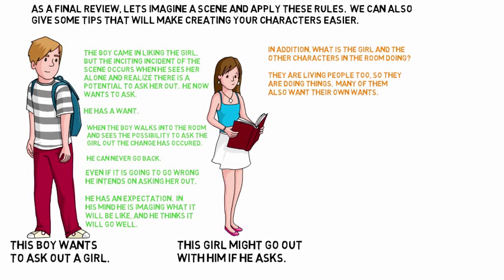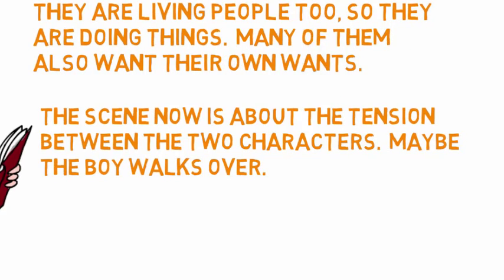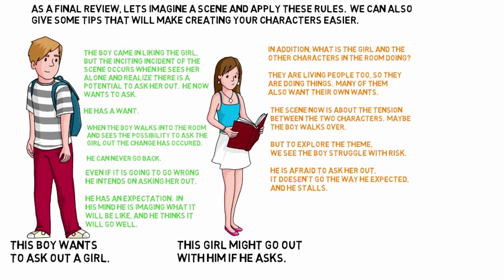In addition, what is the girl and the other characters in the room doing? They are living people too, so they are doing things. Many of them also have their own wants. The scene now is about the tension between the two characters. Maybe the boy walks over. Oh, and then what happens? Well, we need to explore the theme, right? We see the boy struggle with risk. He's afraid to ask her out. It doesn't go the way he expected, and he stalls.